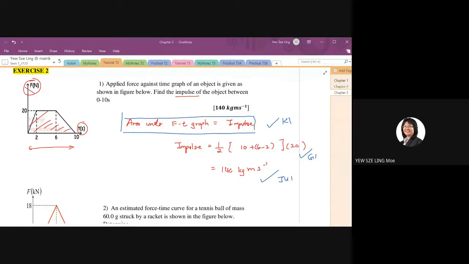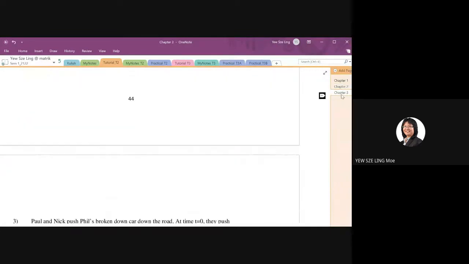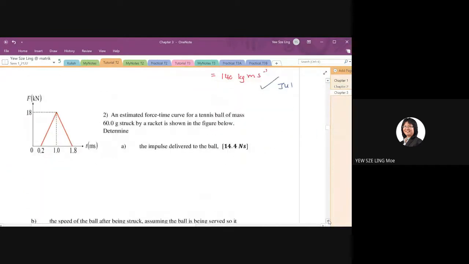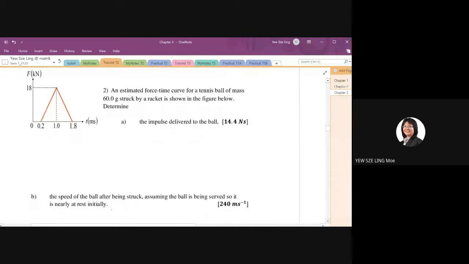Question 2 is a bit tricky, but I want you to try it first. So I give you 2 minutes to try question 2 before I discuss it with you. Try question 2 and see whether you can get the correct answer or not.